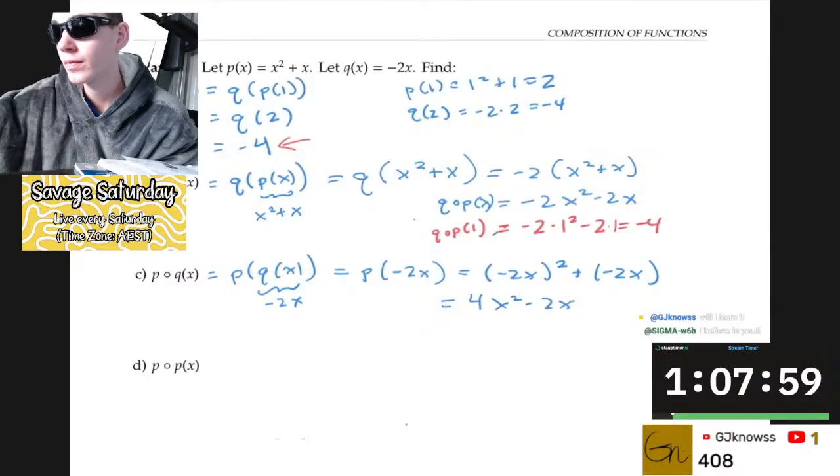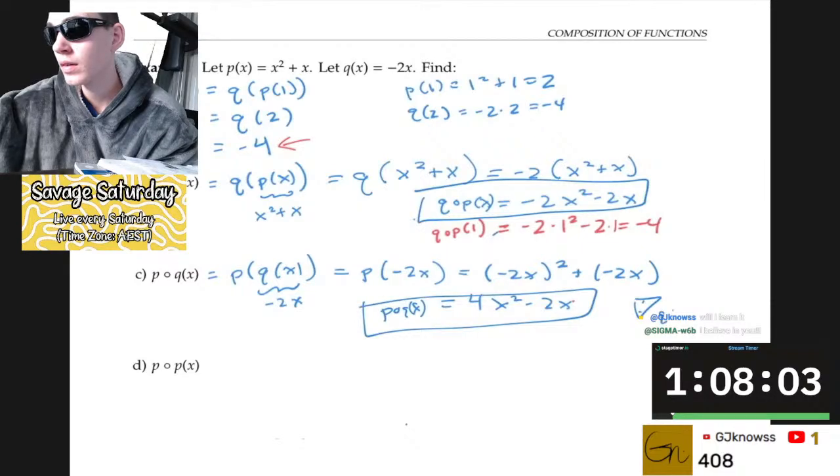Notice that I got different expressions for q of p of x and for p of q of x. Once again, we see that q composed with p is not necessarily equal to p composed with q. Please pause the video and try this last example yourself.